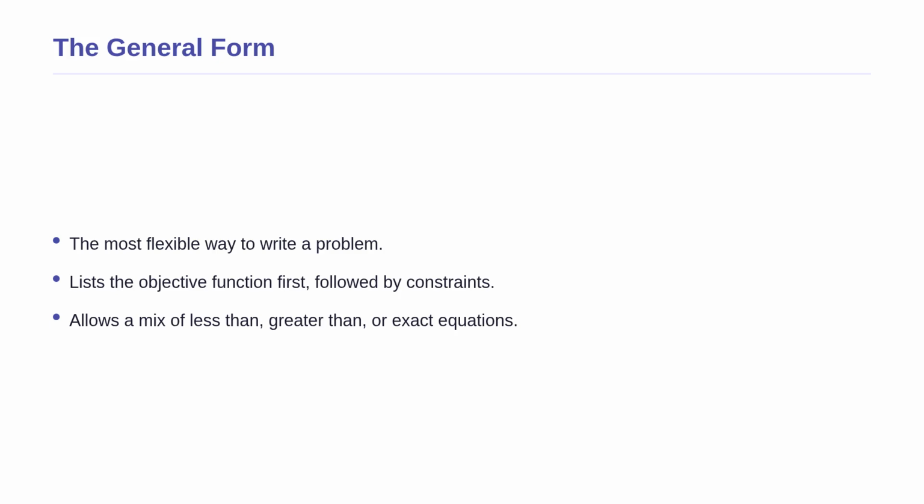Now that we understand the basic idea of optimization, let us look at the most flexible way to write these problems, known as the general form. This form matters because it is how we naturally write a problem directly from a word description, before any mathematical manipulation. It simply lists the objective function first, followed by all the constraints. The constraints in this form can be a messy mix of less than or equal to, greater than or equal to, or even exact equations. It is the raw, unpolished version of our real-world problem.